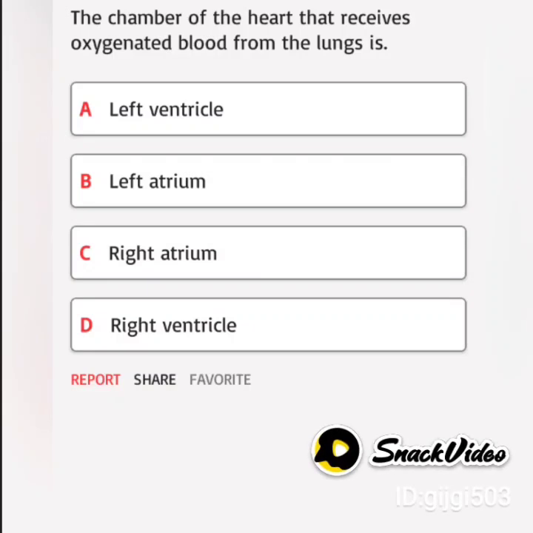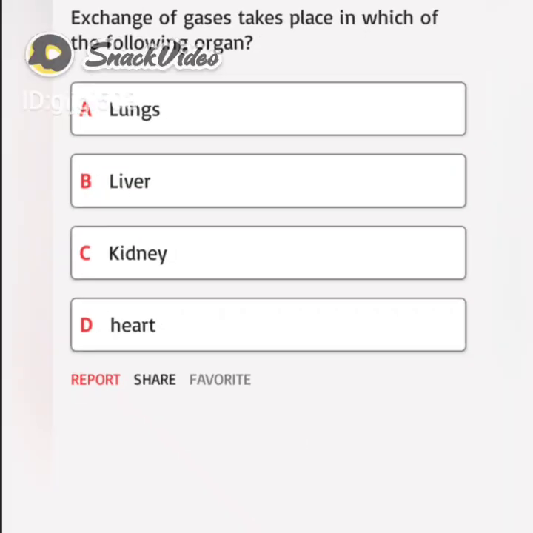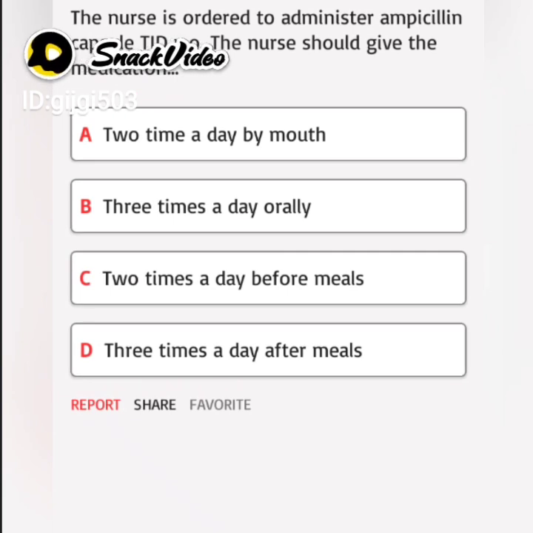Left ventricle, B, left atrium, C, right atrium, D, right. Correct answer. Exchange of gases takes place in which of the following organs? A, lungs. Correct answer.